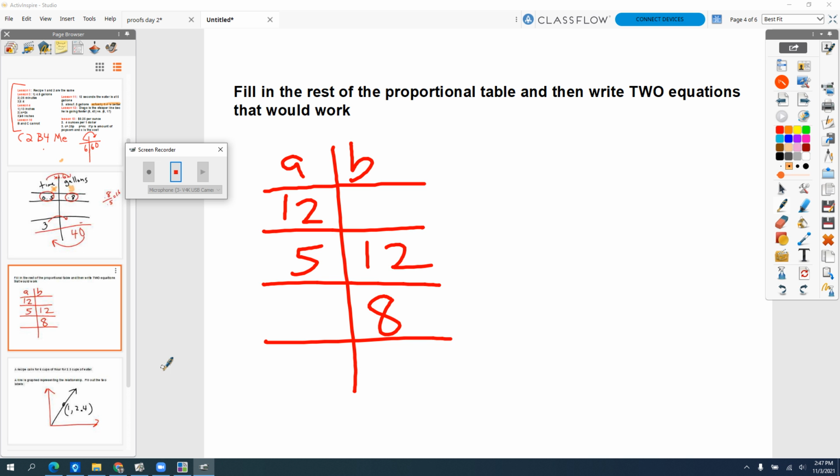So here's the first one. Here's a table. Given this information, fill out the rest of the table and write two equations that would work for this relationship. Pause the video, and when you're ready, play it.